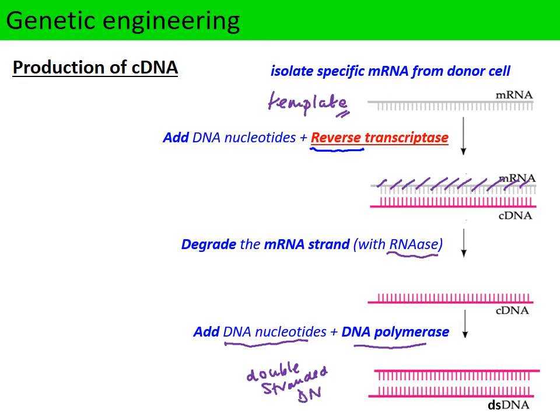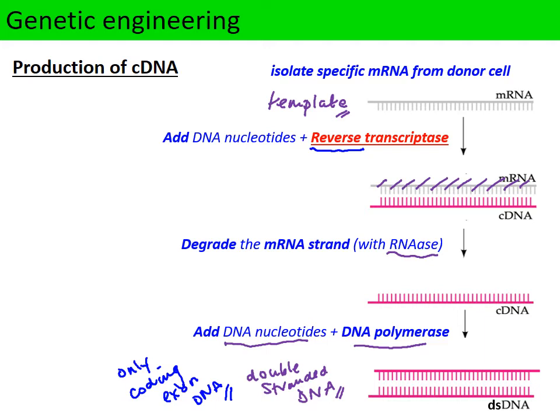DNA. Now one of the benefits of doing this is that mature messenger RNA does not have any introns in it, because the introns, the non-coding parts, are spliced out inside the nucleus after transcription. So the mature mRNA that leaves the nucleus has only coding exon sequences. So the DNA that we make from the messenger RNA does not have any introns in it. It only has exon coding DNA.